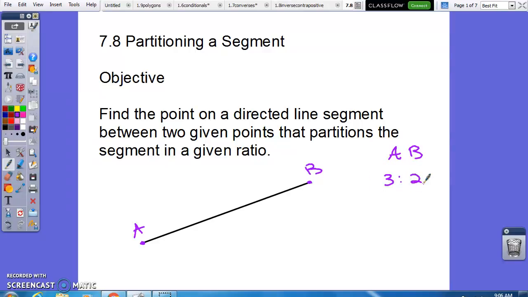to 2. So that means we're going to break the line segment into a total of 5 parts. So I'm going to roughly do that. Those should be 5 even parts. They're not. But let's say they're even parts, so that means this is the point I'm looking for. 3 parts are on the side of the A, and 2 parts are on the side of the B. So that's a ratio of 3 to 2.